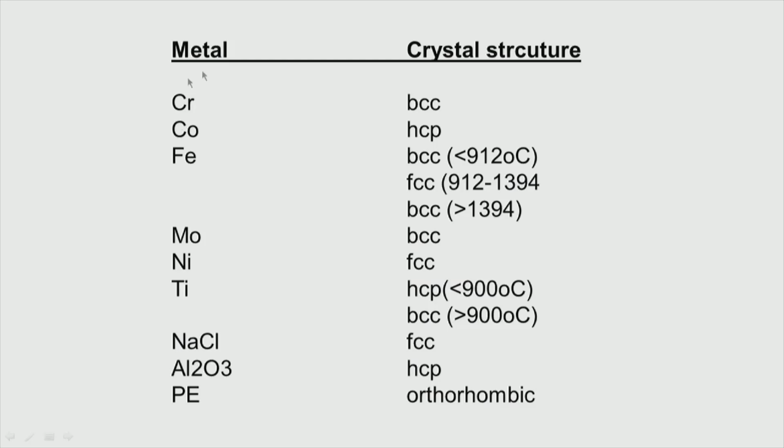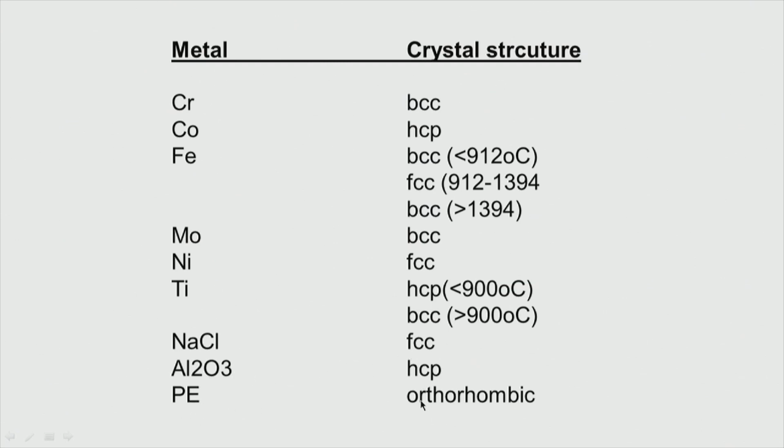So, the crystal structure, like I said, chromium is a body centered cubic, cobalt is a hexagonal close packing. Iron, interestingly, the crystal structure changes at different temperatures. Less than 912 it is BCC, it is FCC between 912 and 1394, it is again BCC greater than 1394. If you look at molybdenum, for example, it is a BCC, nickel it is FCC, titanium at 2 different temperatures, less than 900 it is HCP, above 900 it is BCC. Sodium chloride is FCC, aluminum oxide HCP.